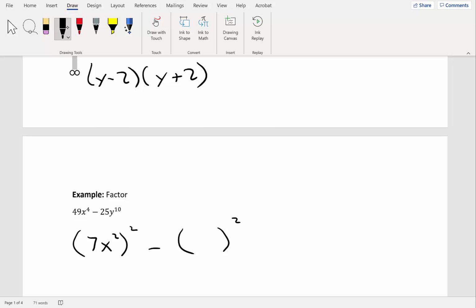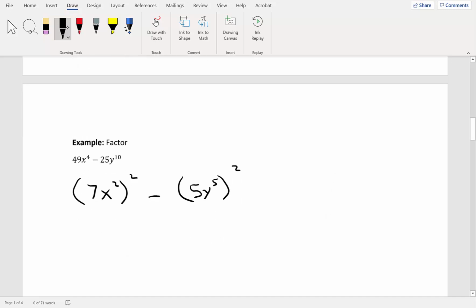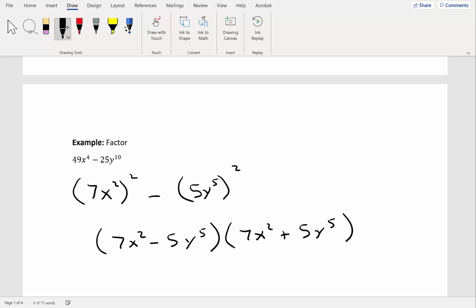Now for the next term, I want to rewrite 25y to the 10th as some term raised to the second power. I could rewrite that as 5y to the 5th, because 5y to the 5th times 5y to the 5th gives me 25y to the 10th. Now I have it in this form, I can go ahead and use my formula. This becomes 7x squared minus 5y to the 5th times 7x squared plus 5y to the 5th. And now it's completely factored out.